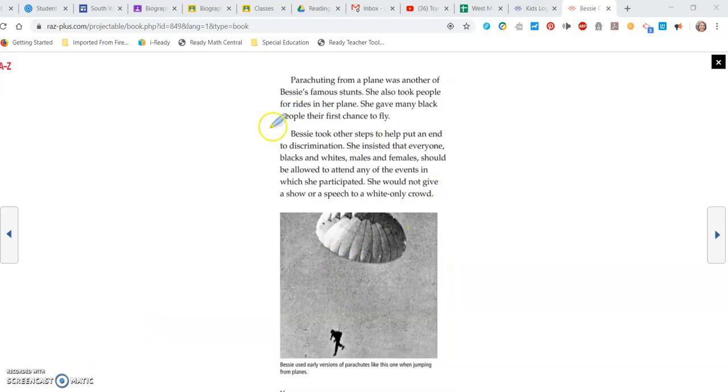This page is basically saying that parachuting from the plane was another one of her stunts. And she also took people, even people who are Black, up in her aircraft to fly with her. She wanted to make sure that no one was discriminated against and that everyone, including people who are African American, could watch this air show.